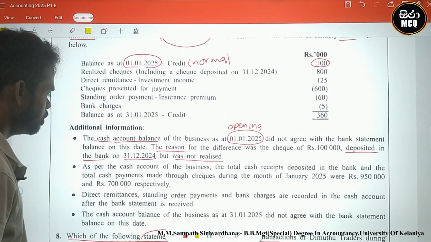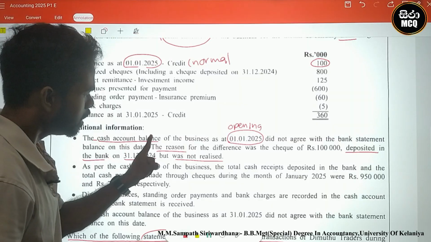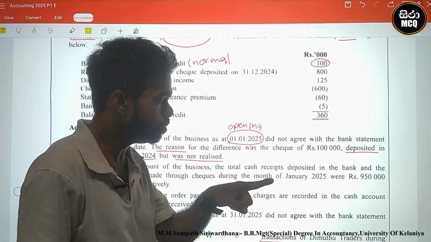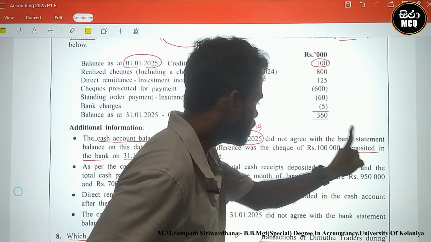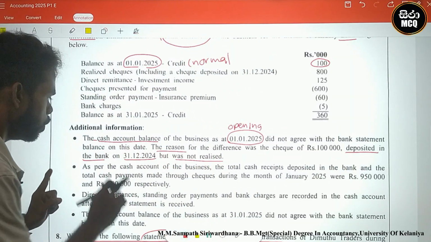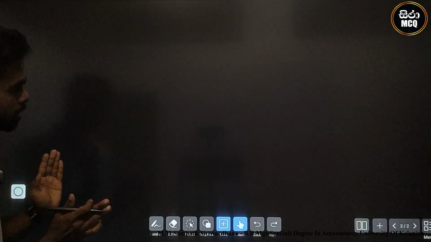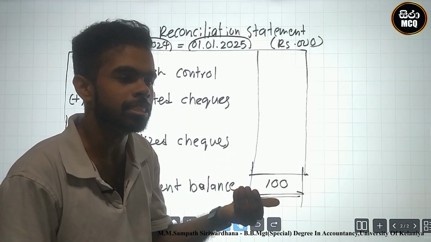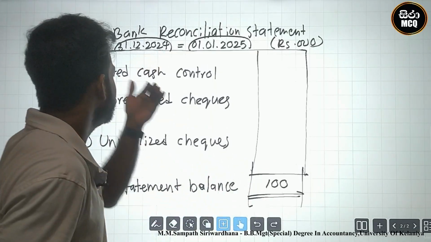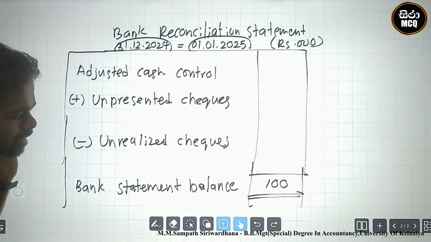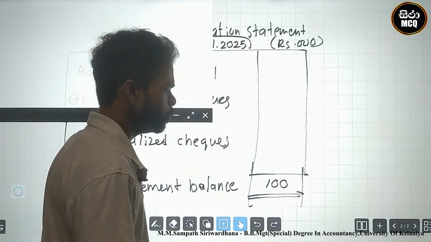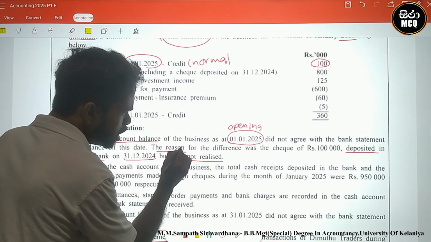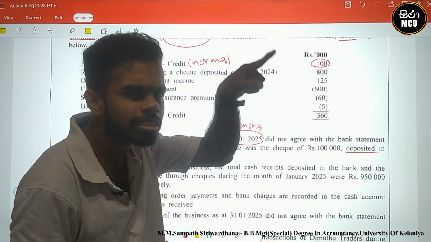Look here, the additional information. The cash control balance of the business as at 1st January 2025 did not agree with the bank statement balance on this date. This is the difference. This is the reconciliation. Why do we prepare the reconciliation? There is a difference between cash control and the bank statement. Look here, the question gives the reason for the difference.